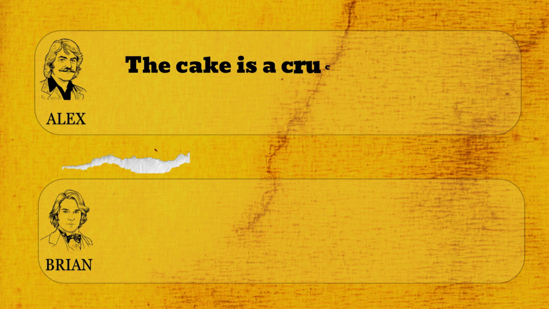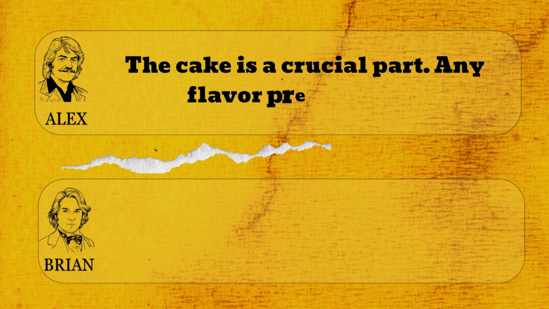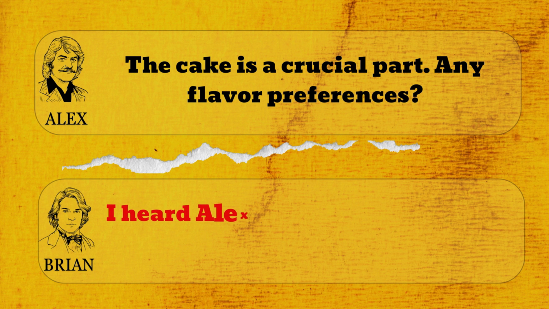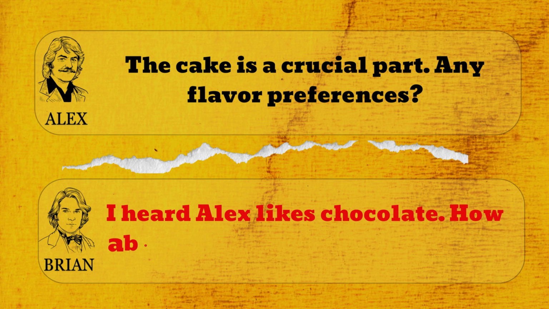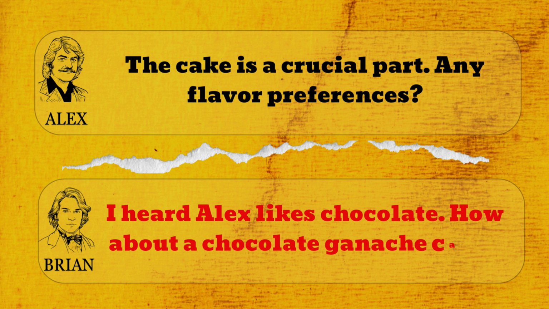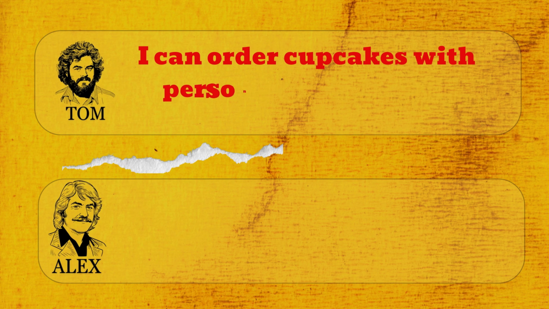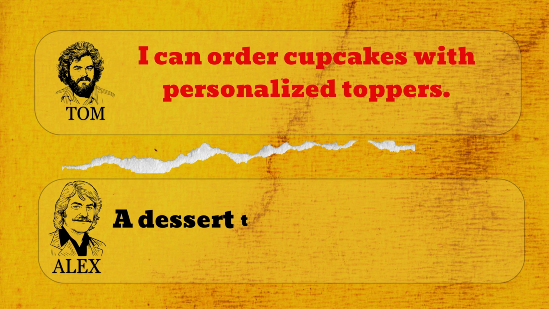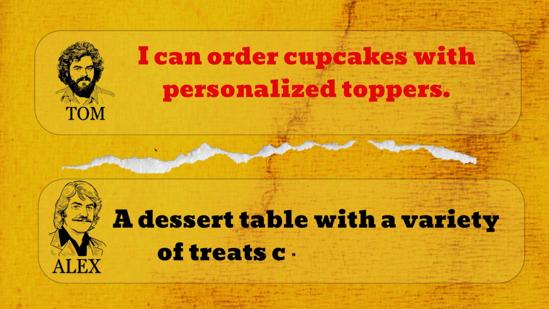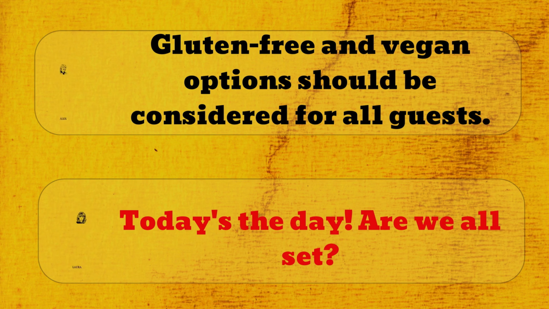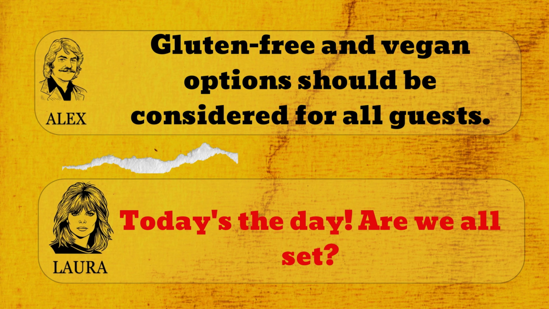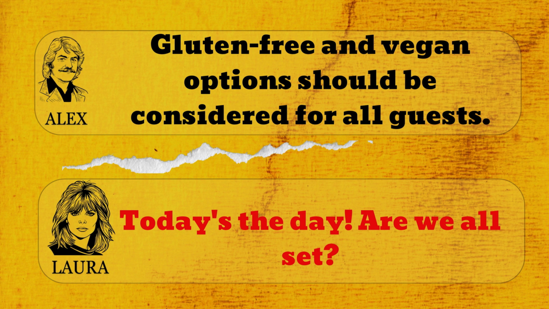The cake is a crucial part. Any flavor preferences? I heard Alex likes chocolate. How about a chocolate ganache cake? I can order cupcakes with personalized toppers. A dessert table with a variety of treats could be a hit. Gluten-free and vegan options should be considered for all guests.